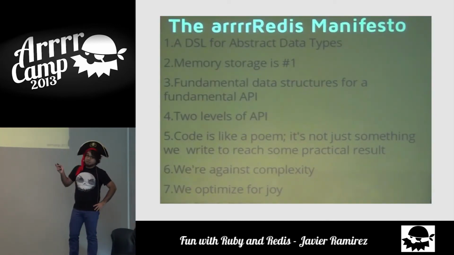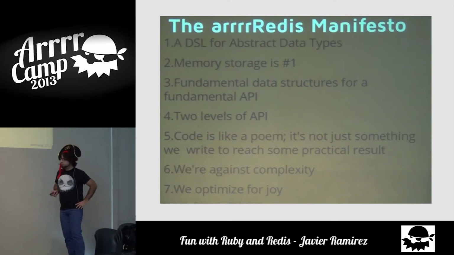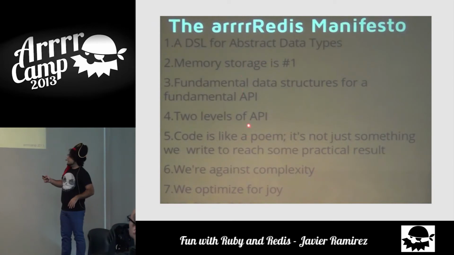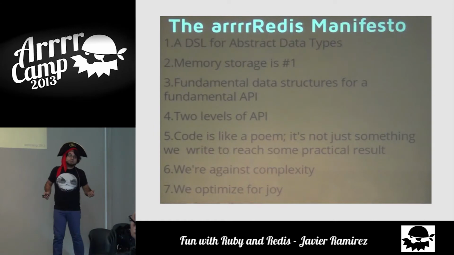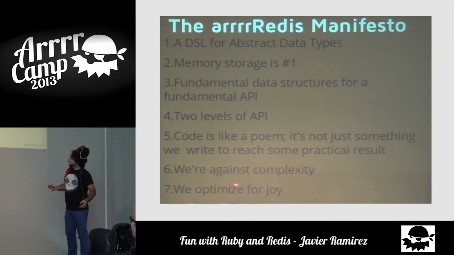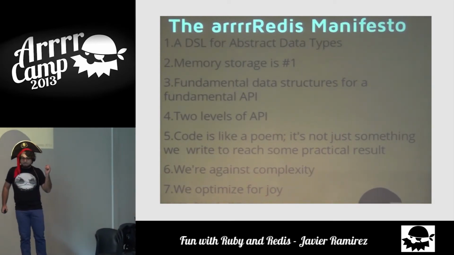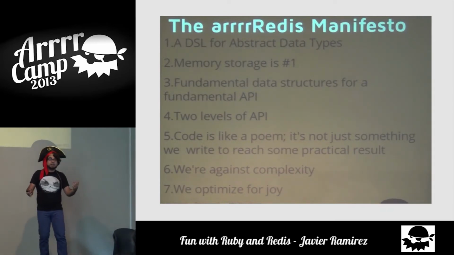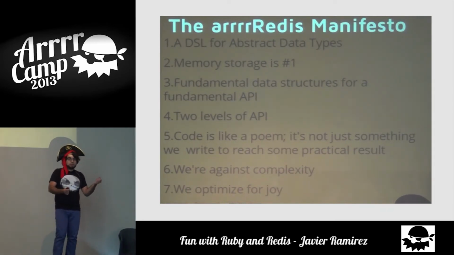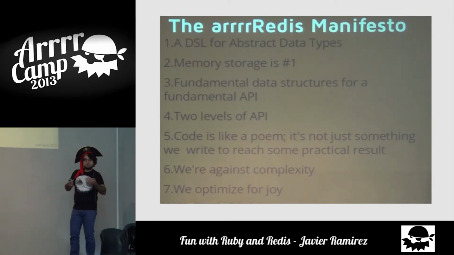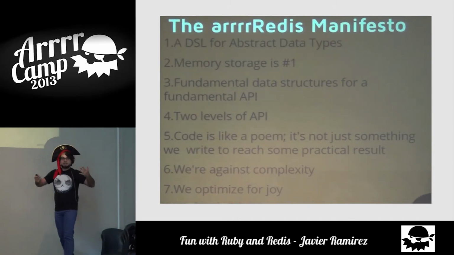But I like it also because it has a manifesto. It's quite interesting. It's the first data store I know with a manifesto. And this is blah, blah, blah, but these three points are amazing. Code is like a poem. We are against complexity. We optimize for joy. When I met Ruby a few years ago, it was one of the things I liked. Ruby is optimized for programmer happiness, and Redis is optimized for joy. It resonates with me. It's such a perfect match.